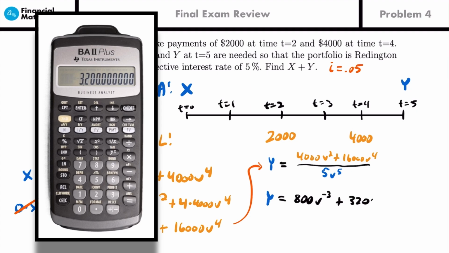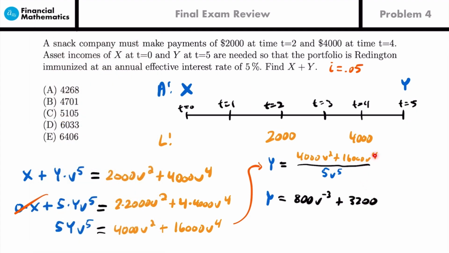So we have 3,200 times v to the power of 4 divided by v to the power of 5, which will be v to the power of negative 1. Okay, now, present value factors that have negative exponents are just the same as accumulation factors. And remember, we're using an interest rate of 0.05. So y is equal to 800 times 1.05 cubed plus 3,200 times 1.05. Okay, accumulation factors are the same as present value factors with negative exponents.